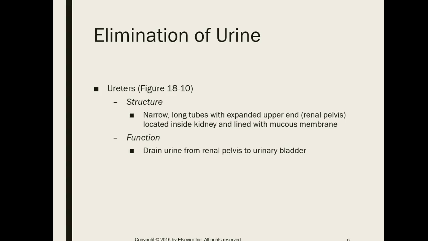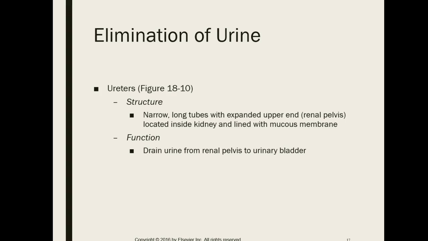So everything that we've discussed up until this point has taken place in the kidneys. So they're primarily responsible for the formation of urine. And then the three remaining structures that we'll talk about are going to be responsible for the elimination of urine. So the first one is ureters. These are going to connect the kidney to the urinary bladder. So their main function is to drain urine from the renal pelvis to the urinary bladder.